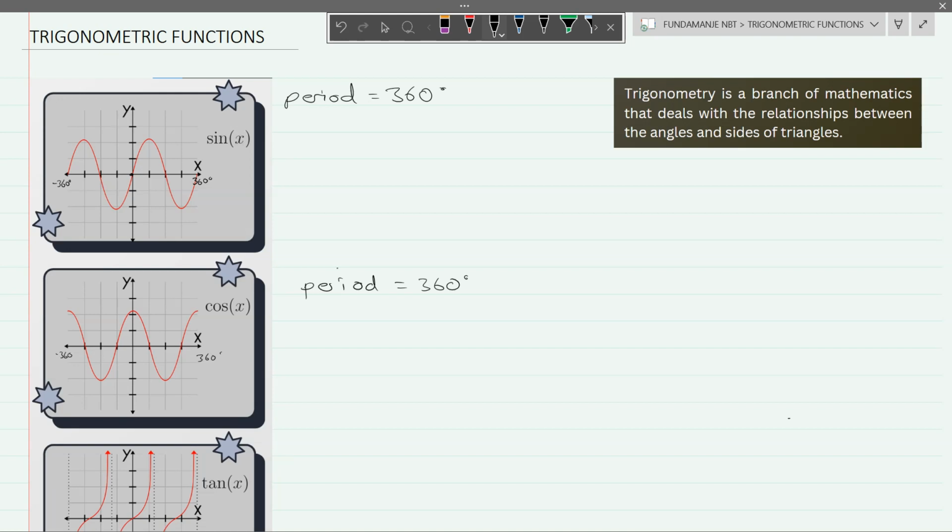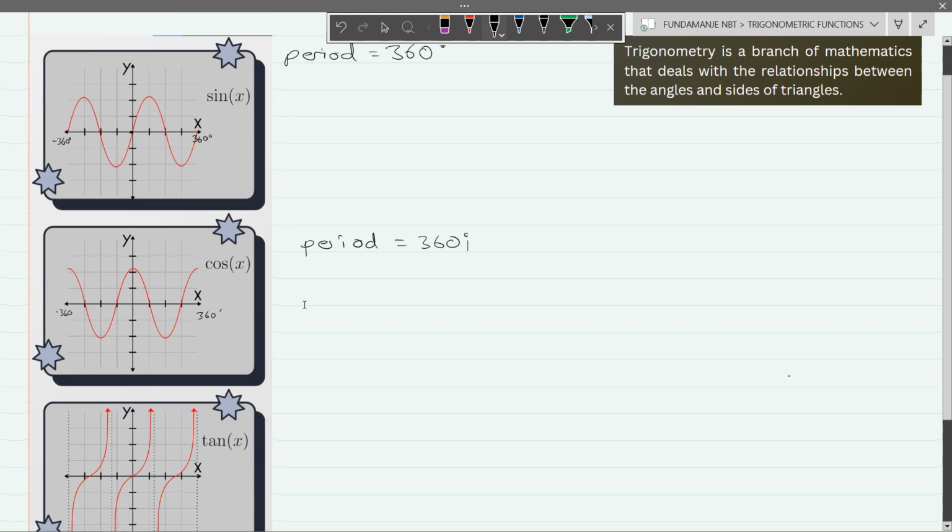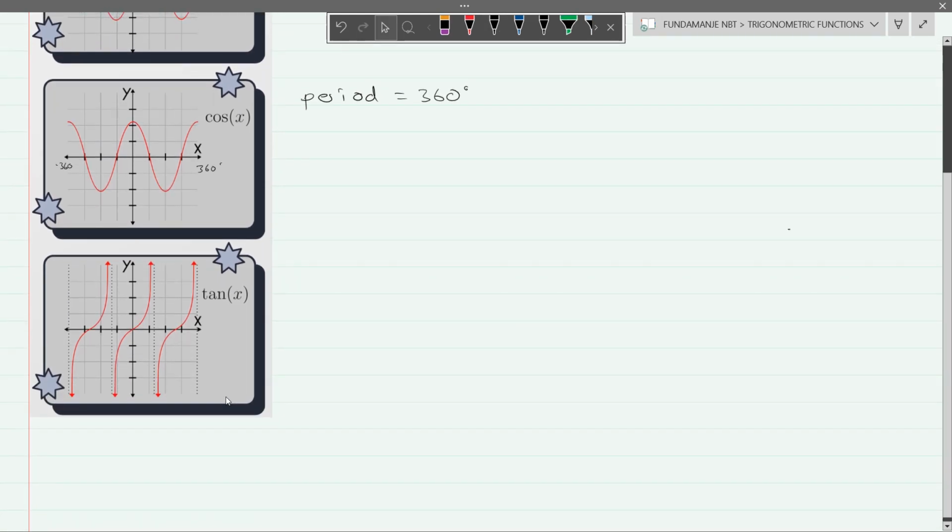Then lastly, we have our tan function. Our tan function here, we can see that within a space of, again, from minus 360 to positive 360, our tan function covers 3 cycles. We can see that the pattern is a bit different from sin and cos, but nonetheless, we divide 720 by 3 to get that the period of this function will be 180.